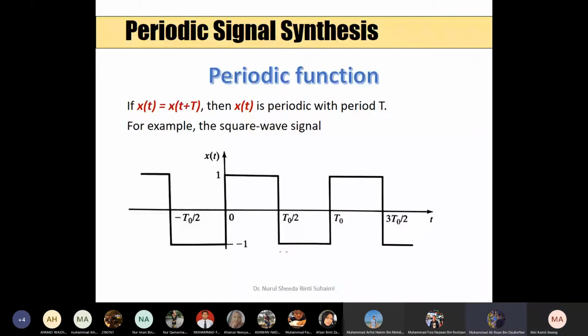Example. This is an example of a periodic function. If x of t is equal to x of t plus capital T, where capital T is the period, then x of t is periodic with period T. For example, the square wave. Let's say you have this square wave. One cycle is from 0 to T naught, and from T naught to 2T naught is the second cycle. So this is a periodic signal. For this example, it is an odd periodic signal.